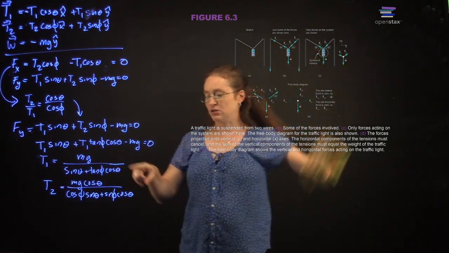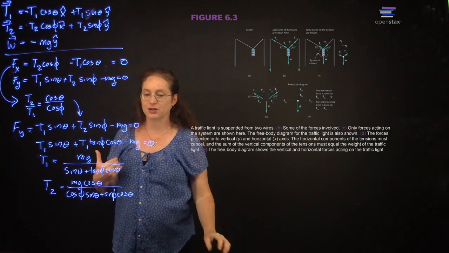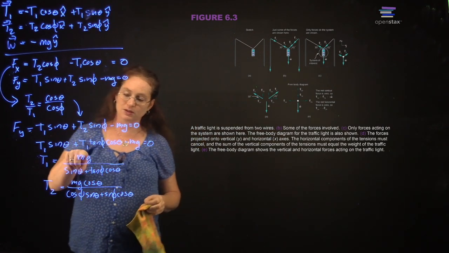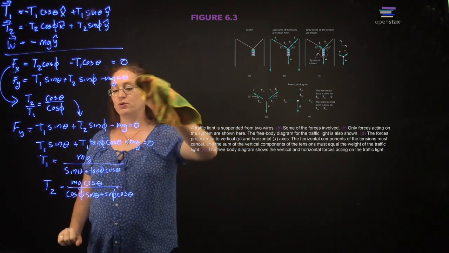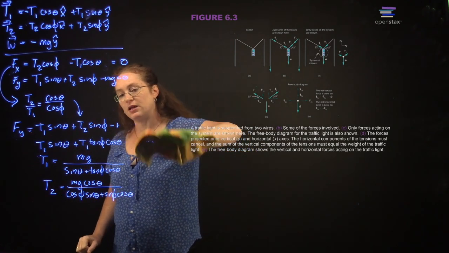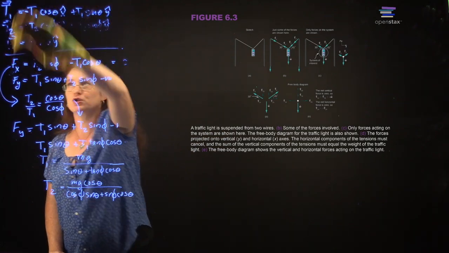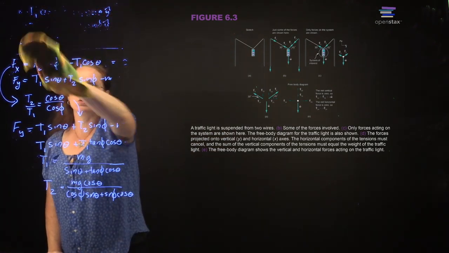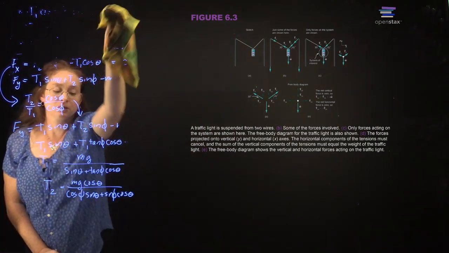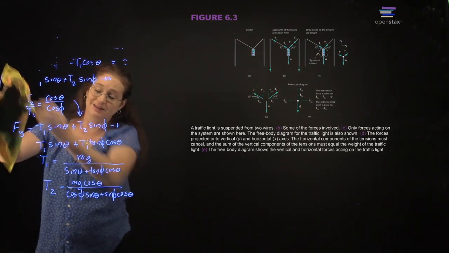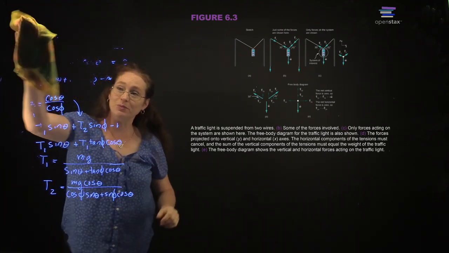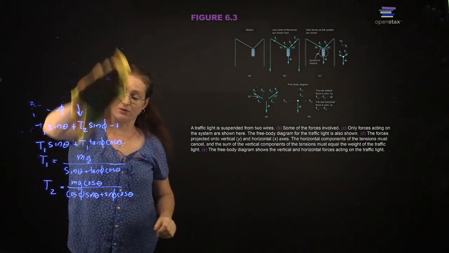Doing it this way, I can do a number of cross checks before I actually plug the numbers in. So here you can see I have mg times a bunch of numbers which are unitless. So I can tell that I have the right units. So a force should have the units of newtons or the same units as mg. And I can tell that my answer could be the right answer because I have the right units.